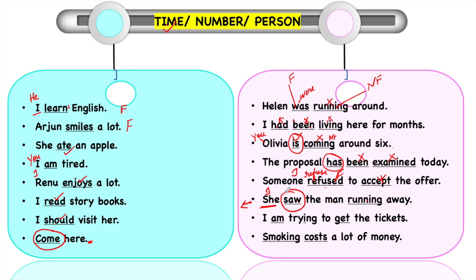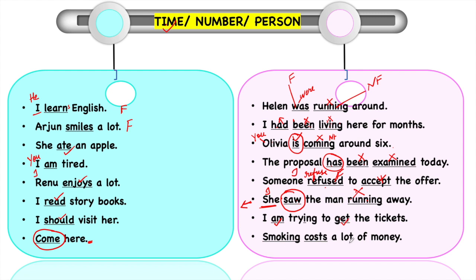So our finite verb may be affected by any one category or all three categories. But if in any one category it is getting affected, then it will be a finite verb. So now if I change the time, if I make it present tense, she sees the man running away. Running will get unaffected. So saw will be finite, running will be non-finite. I am trying to get the tickets. Am is finite, get is non-finite. To plus get is a non-finite verb.